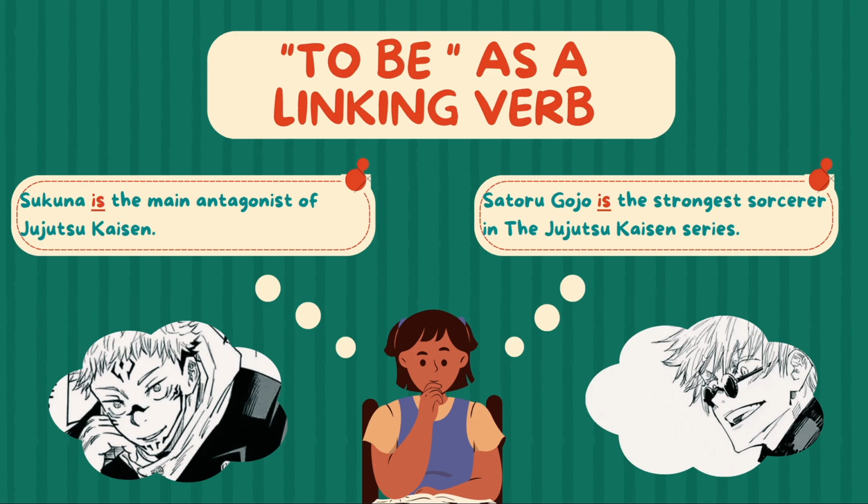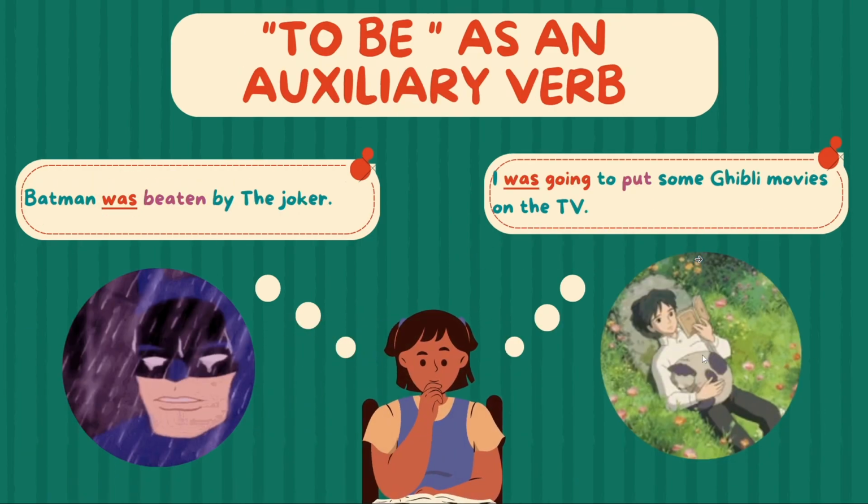Then another example. Satoru Gojo is the strongest sorcerer in the Jujutsu Kaisen series. If I say it the other way, the strongest sorcerer in the Jujutsu Kaisen series is Satoru Gojo. It has the same information and the same meaning; it doesn't change. So that's the work of a linking verb as a main verb. It only provides information, just that. Okay, so let's keep moving.